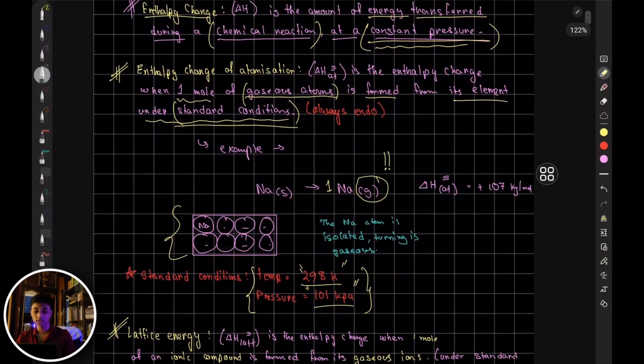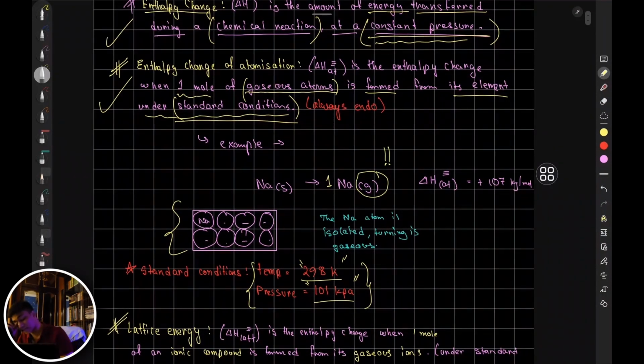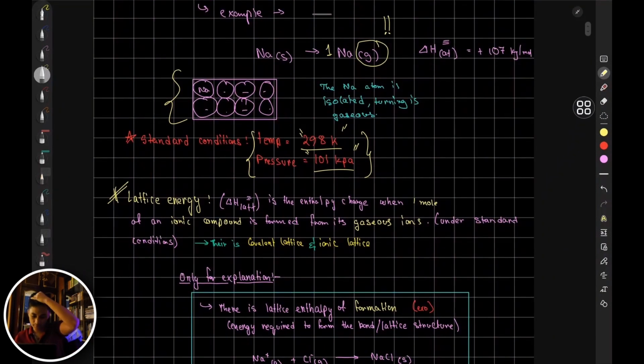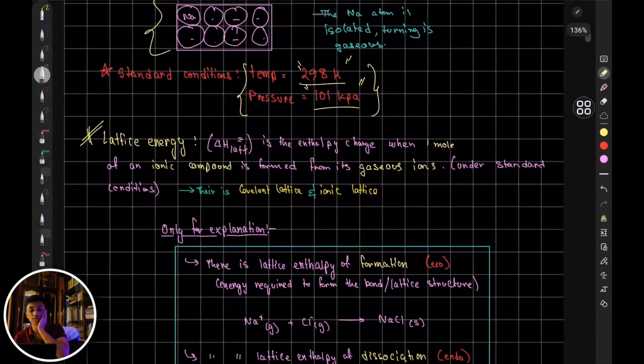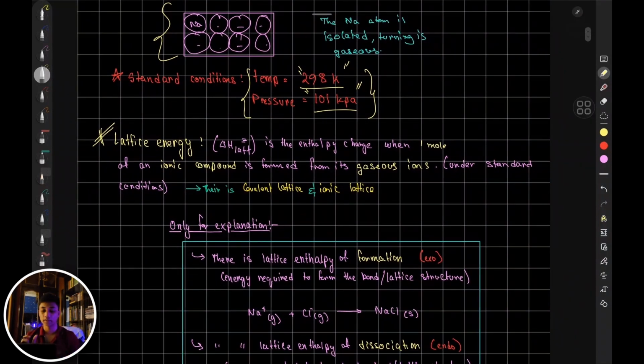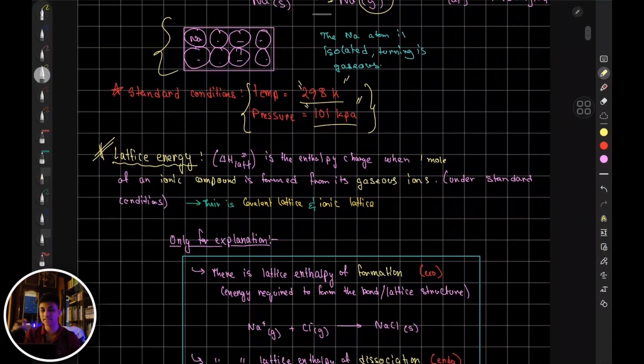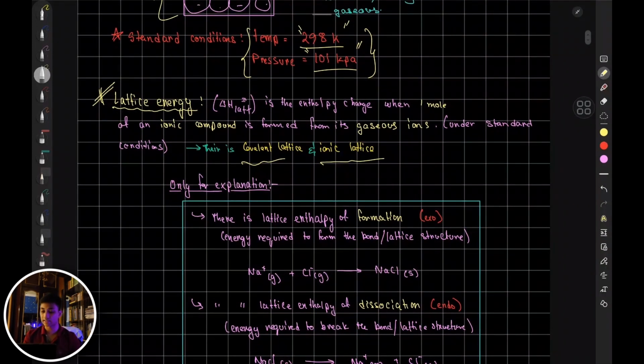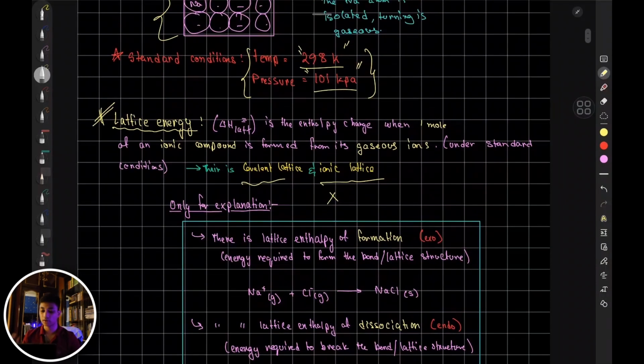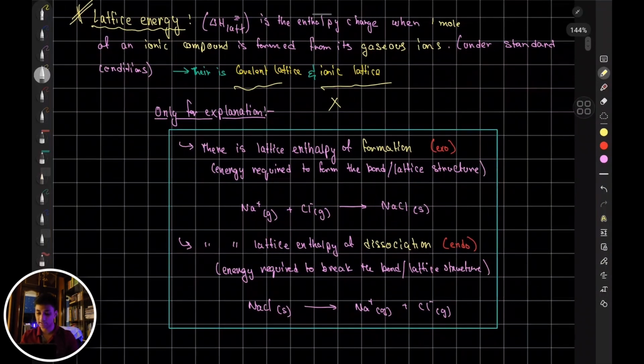Okay, so that is enthalpy change of atomization. Next up, we have lattice energy. Now, this is a new term. We are not used to the term lattice energy. So what is lattice energy? It is the enthalpy change when 1 mole of an ionic compound is formed from its gaseous ions under standard conditions. So there may be covalent lattice or ionic lattice, but that's not what we're concerned about.